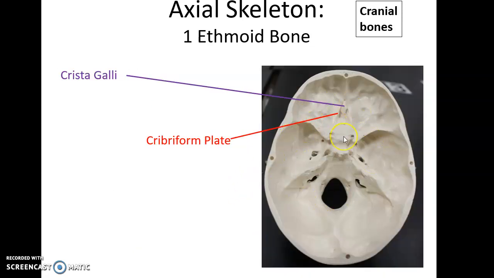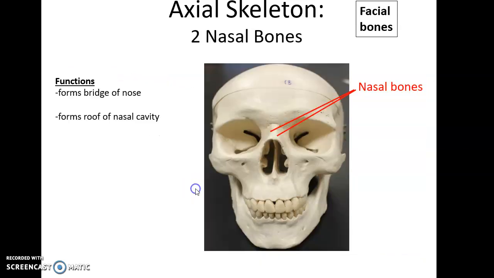Here is looking down into the skull. After removing the top of the skull, we see the point, the crista galli, and the tissue around it, the cribriform plate. Nasal bones. Right and left nasal bones help to form the bridge of the nose and the roof of the nasal cavity.